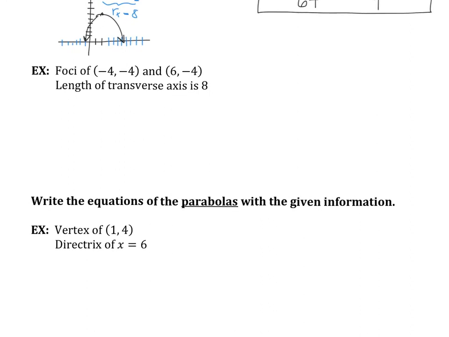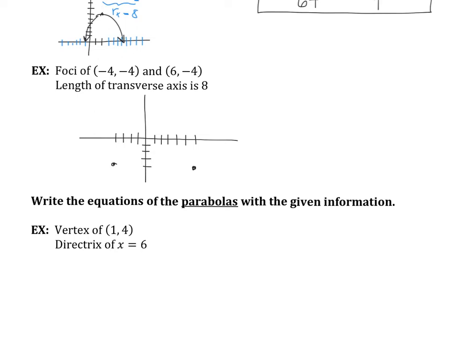Okay, next one. The foci are (-4, -4) and (6, -4). Length of the transverse axis is 8. Okay, so I'm going to draw that. I'll go kind of like this. 1, 2, 3, 4. 1, 2, 3, 4. 1, 2, 3, 4, 5, 6. So those are my foci.